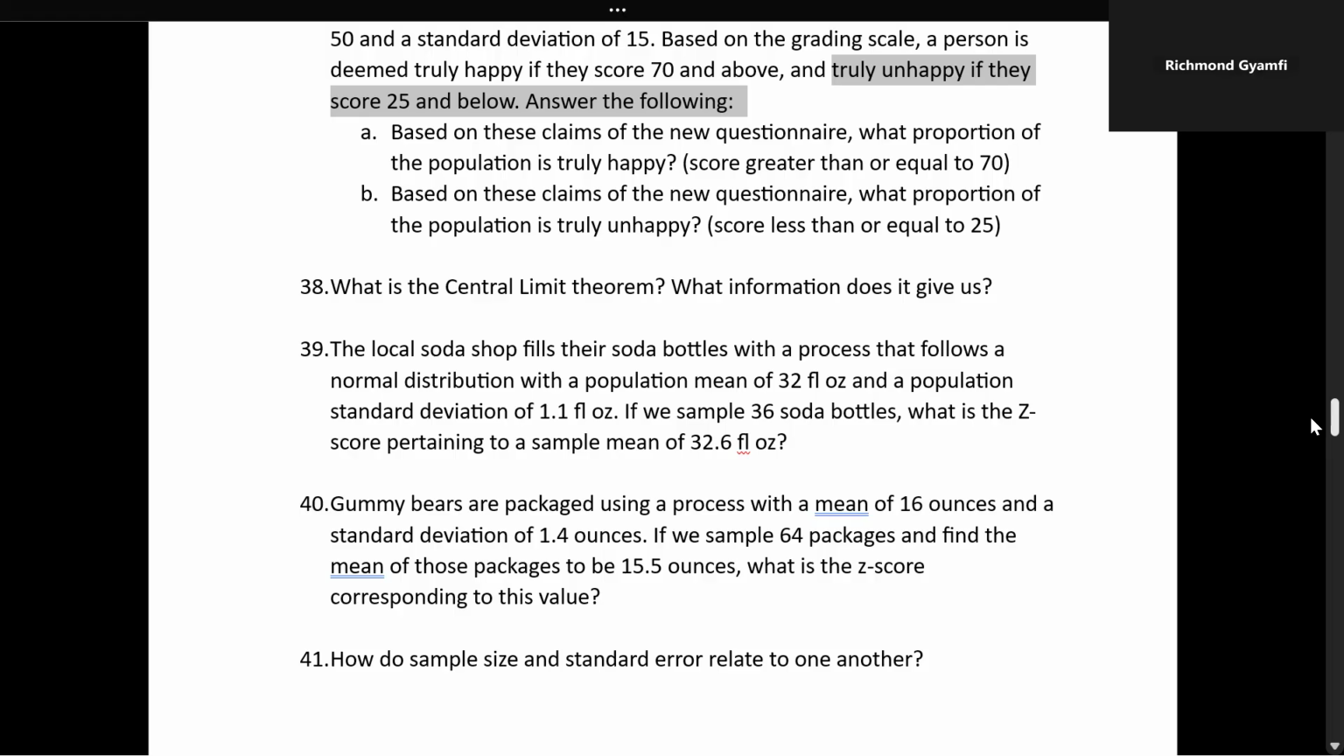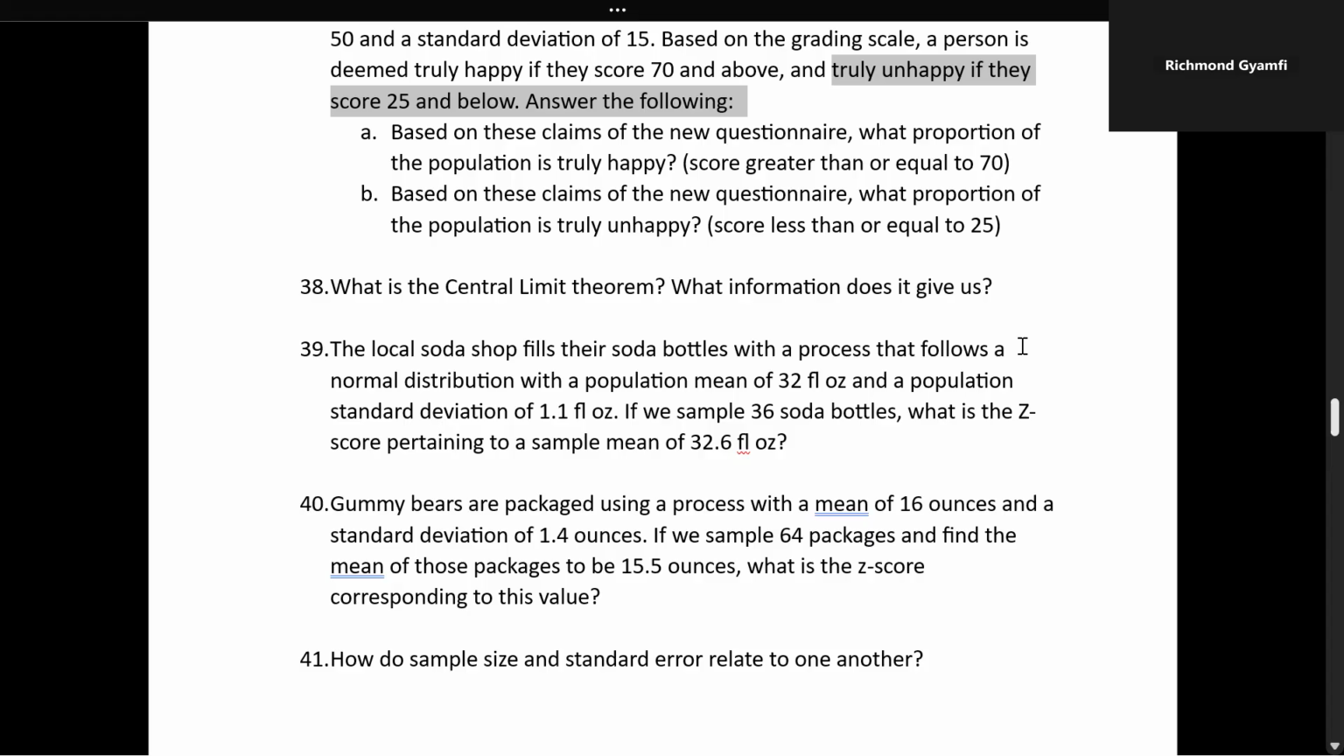you have a local soda shop that fills their soda bottles with a process that follows a normal distribution with a population mean of 32 fluid ounces and a population standard deviation of 1.1 fluid ounces. If we sample 36 soda bottles, what is the z-score pertaining to a sample mean of 32.6 fluid ounces?